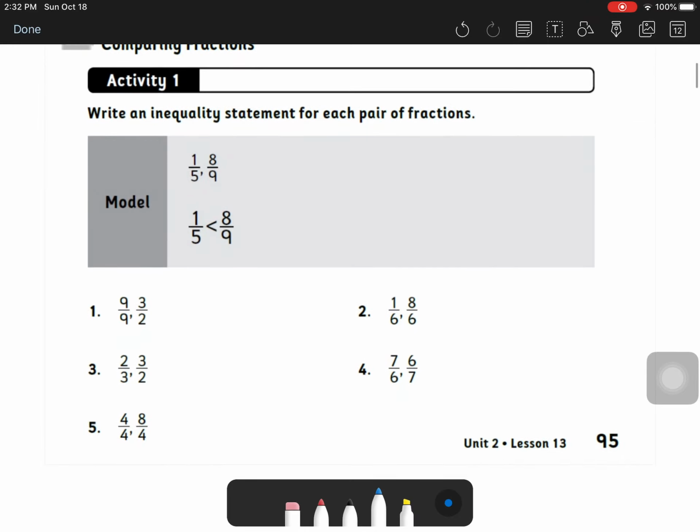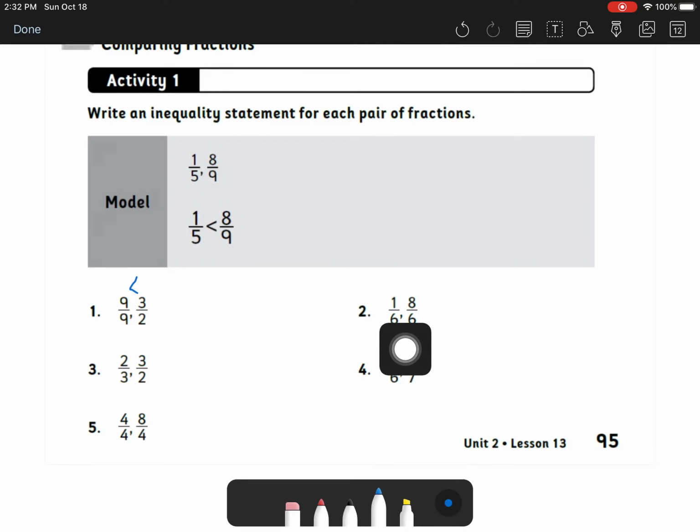First of all, we're going to start with doing some inequalities. We're going to put in an inequality symbol to compare each fraction. So we want to decide if we have greater than or less than. Number 1, we've got 9 over 9, which we know is equal to 1, compared to 3 over 2. Now since 3 is bigger than 2, this has to be the larger fraction. So 9 over 9, which is 1, has to be less than 3 over 2, because that's more than 1.